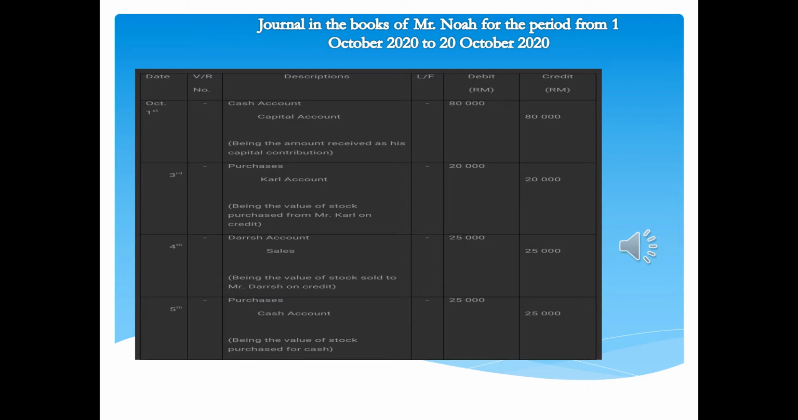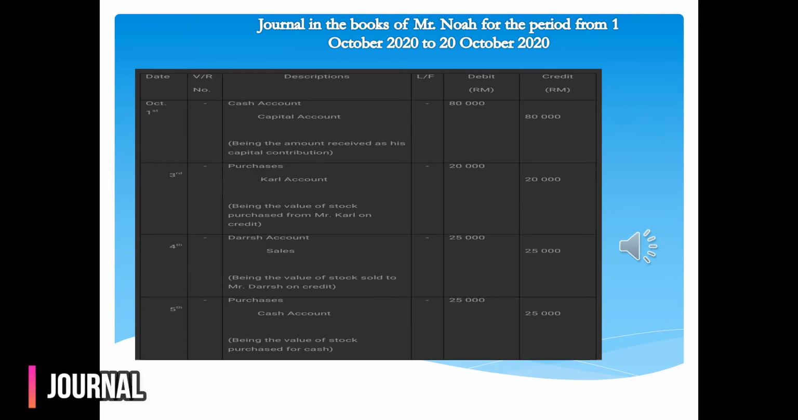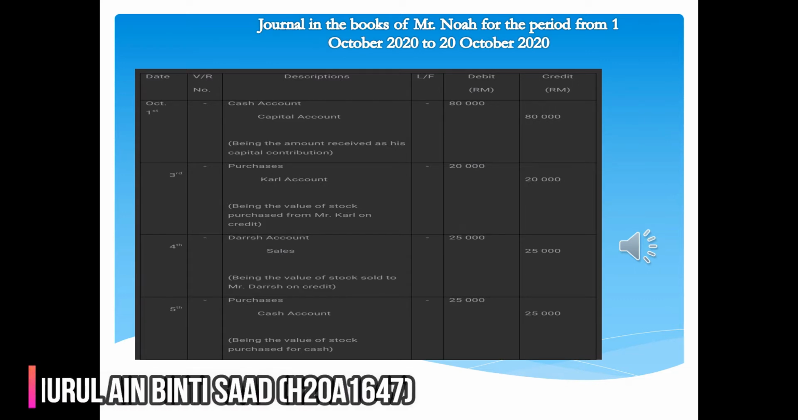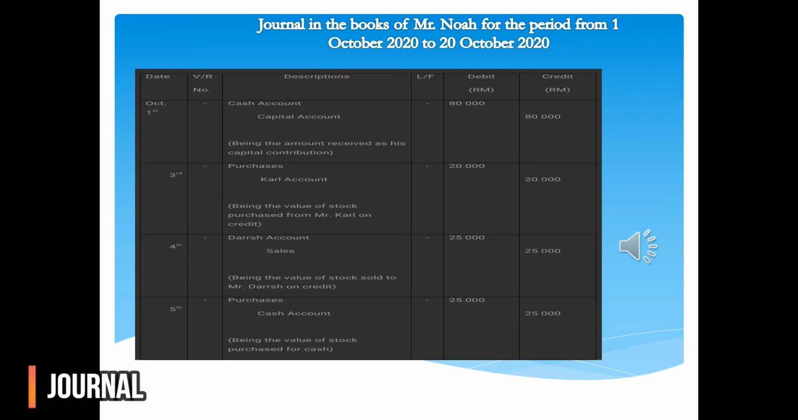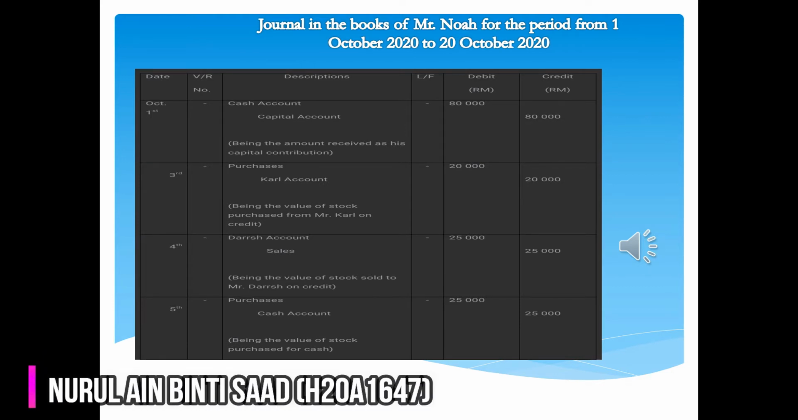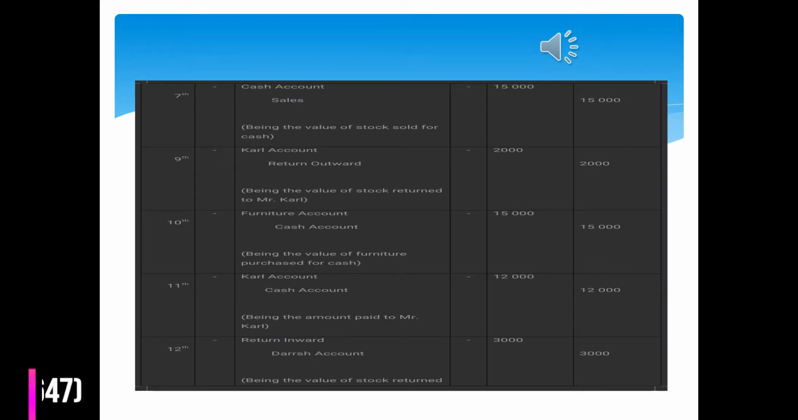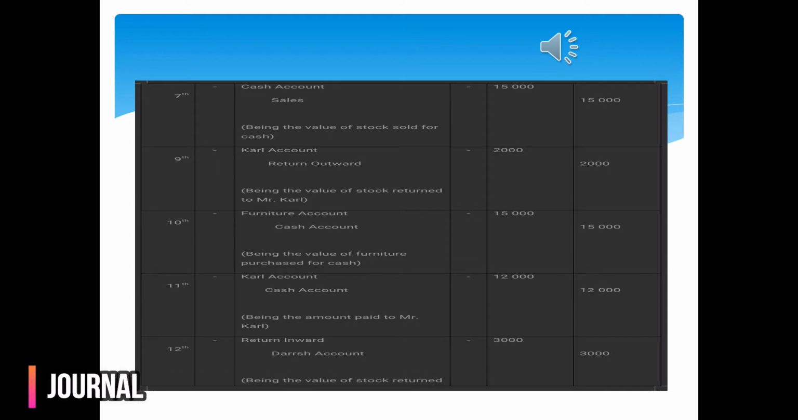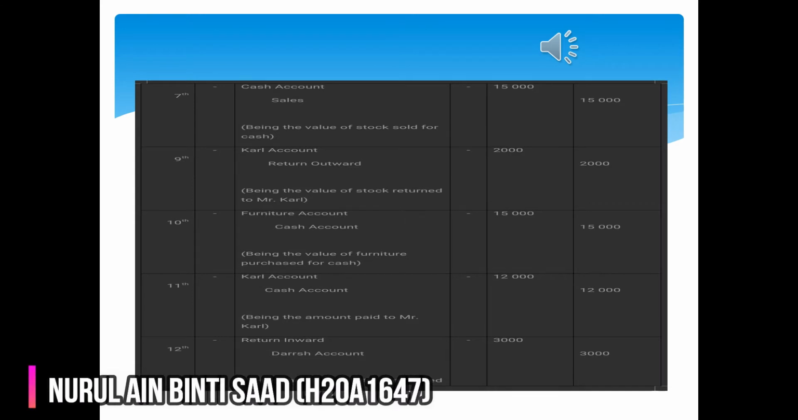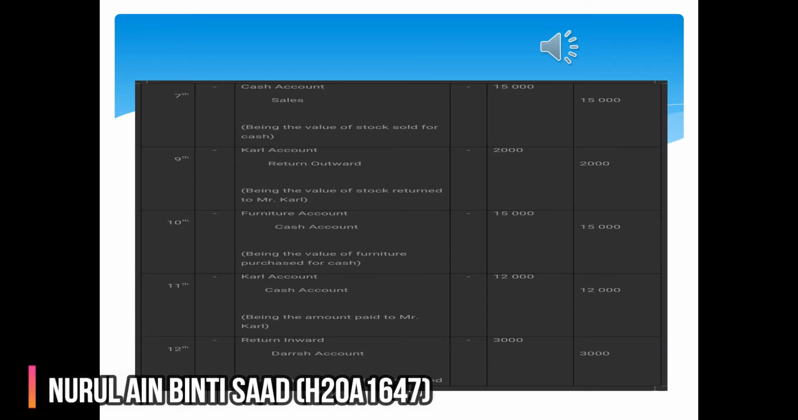This is the journal in the books of Mr. Noah for the period from 1 October 2020 to 20 October 2020. On the 1st October, there are cash account and capital account. On 3rd October, purchases account and card account. On 4th October, cash account and sales account. On the 5th October, purchases account and cash account. On 7th October, cash account and sales account. On 9th October, card account and return outward account. On 10th October, furniture account and cash account. On 11th October, card account and cash account. And for 12th October, return inward account and cash account.